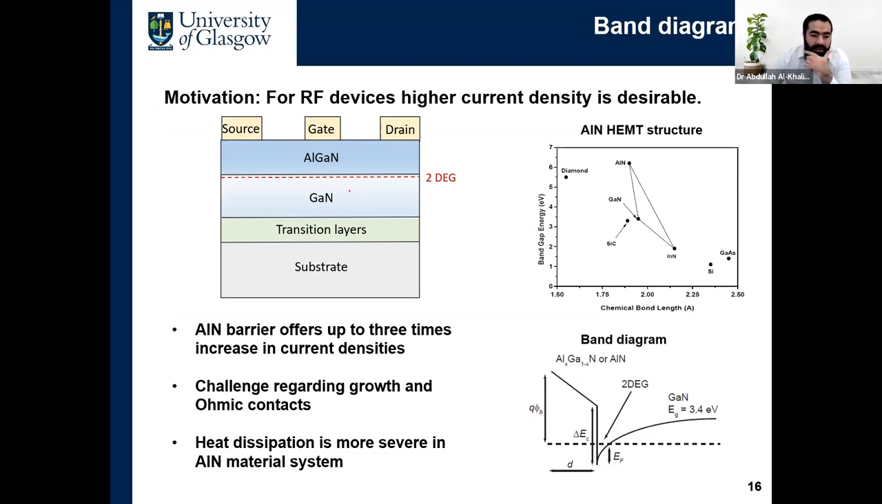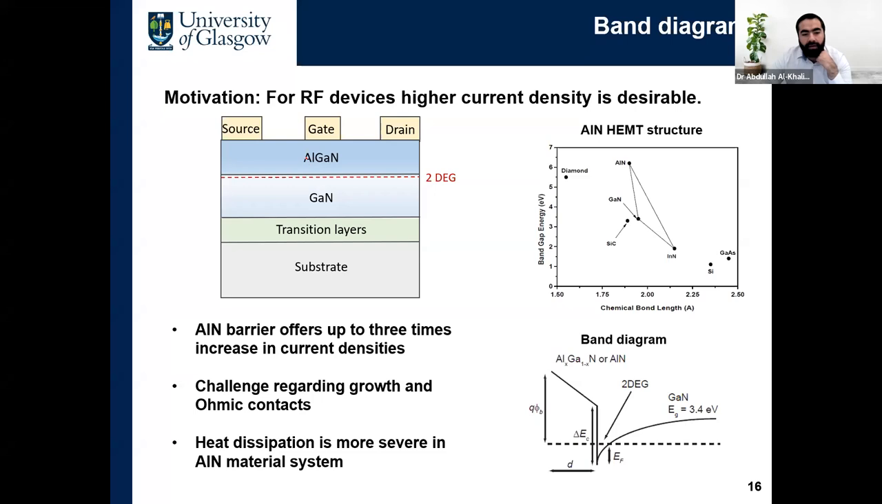The principle of operation is that GaN has a band gap of 3.4 electron volts, and then we put on top of it an AlGaN layer, so we go higher, to let's say 4 electron volts or higher. Then we create this well in the band diagram. Here is the AlGaN or aluminum nitride, and here we have the GaN. Basically, we can create this well, and that means we have a two-dimensional electron gas channel at the interface between the GaN and the AlGaN.